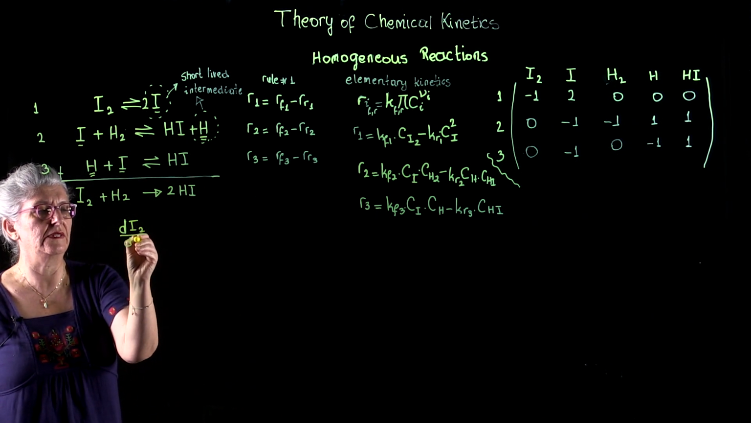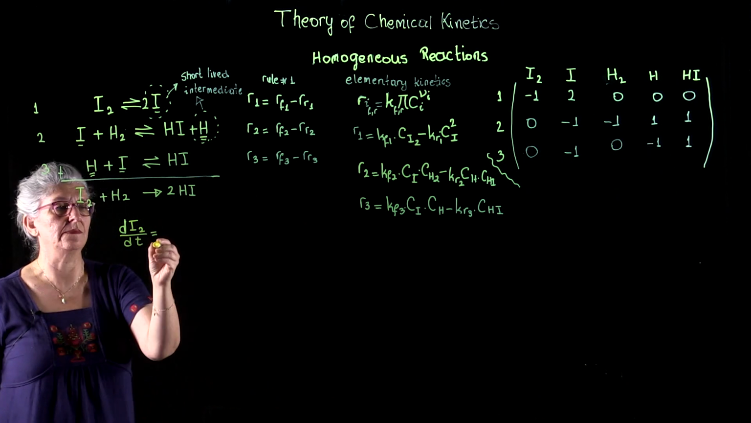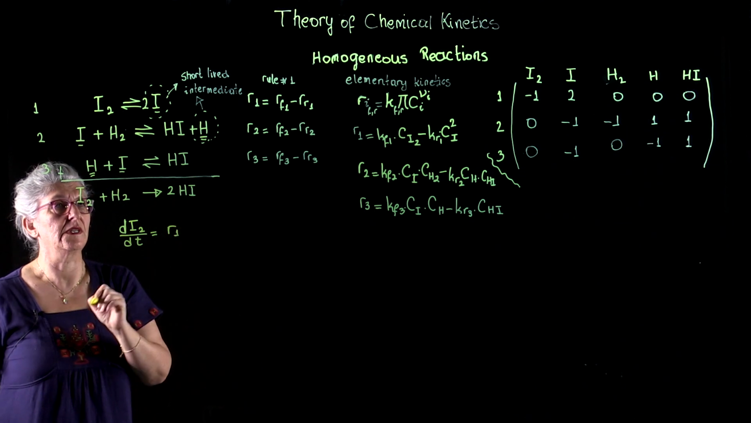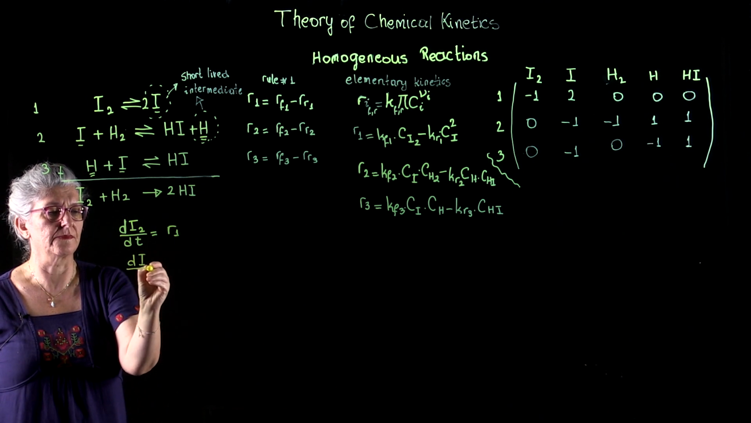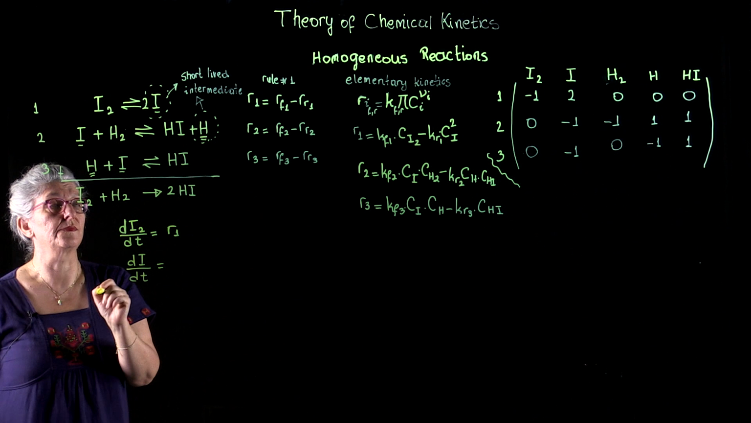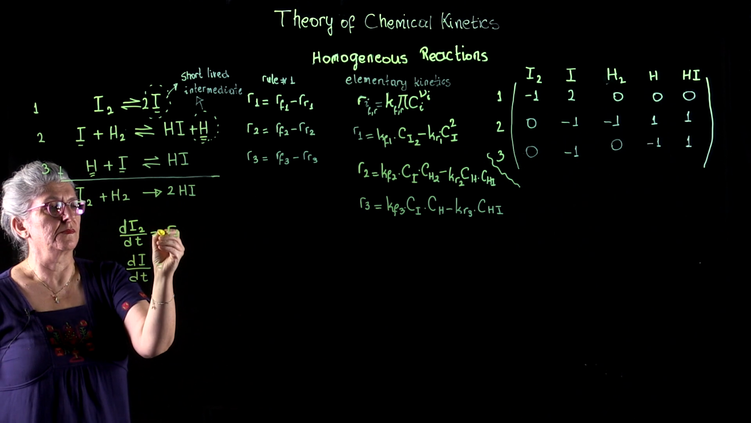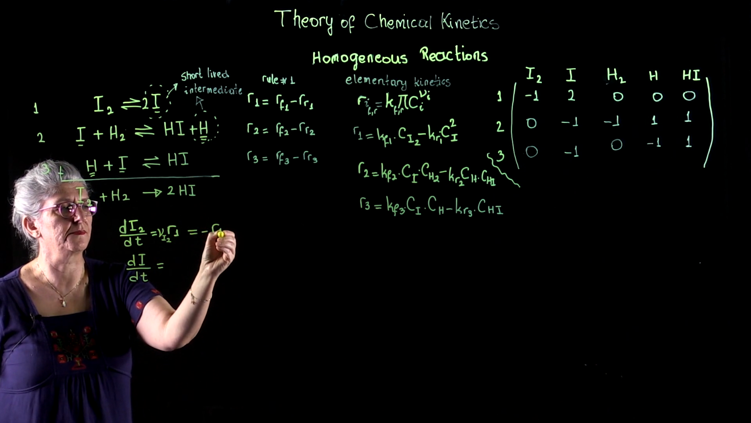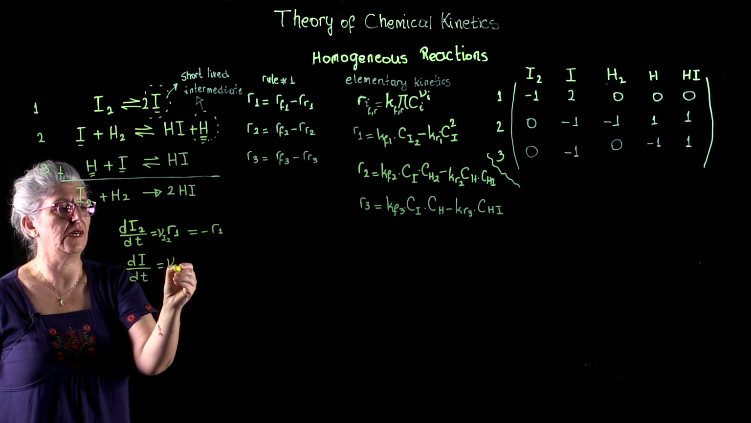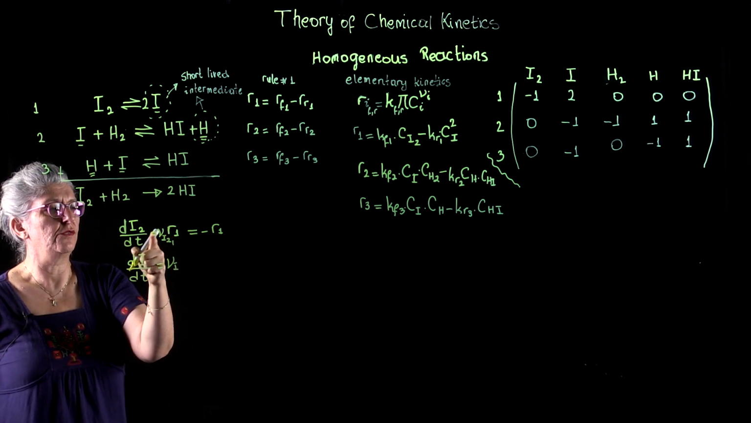dI2 over dt is equal to R1, rate of the first reaction. dI over dt is equal to nu I2 times R1, and hence this is equal to minus R1. This is nu I2 in reaction 1.